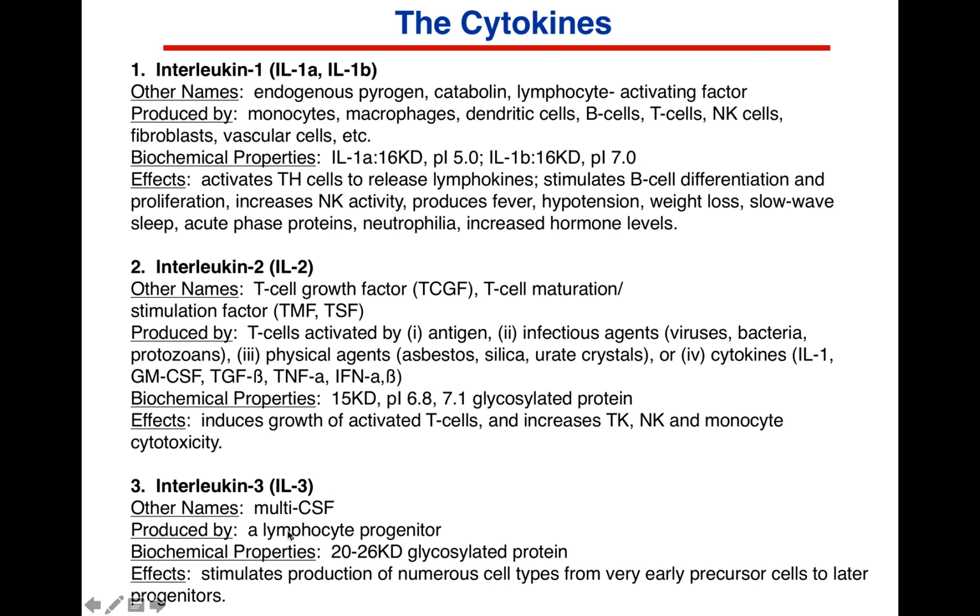Interleukin-3 is basically a multi-colony stimulating factor. It's produced by lymphocyte progenitors. It's a much larger protein, 20 to 26 kilodaltons, and it's glycosylated again. And this stimulates production of numerous cells, as we saw in this chart. It's involved in myeloid cell production, as a major factor in getting the myeloid cells.